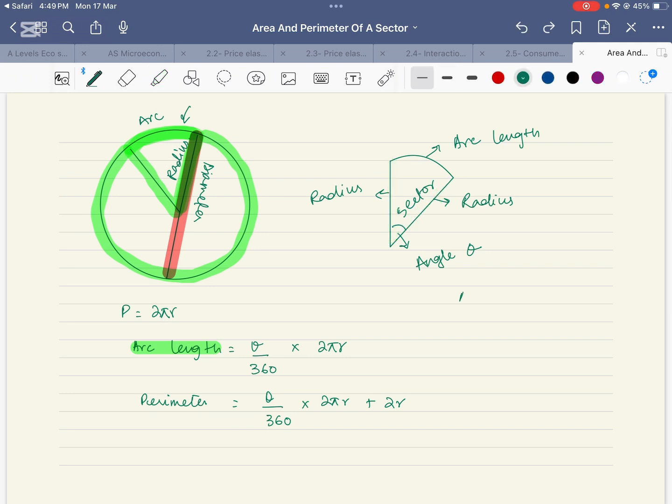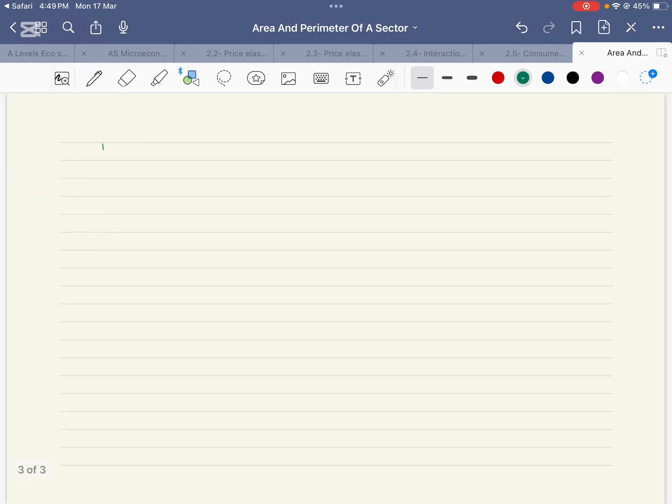And how do we find the area of the sector? Area of the entire circle is pi r square, and we will have some proportion of that area in this sector, so theta upon 360 into pi r square. Now for example, if we want to calculate the area of a sector, or an arc length. For example, if I want to calculate the area and perimeter of this figure, right?